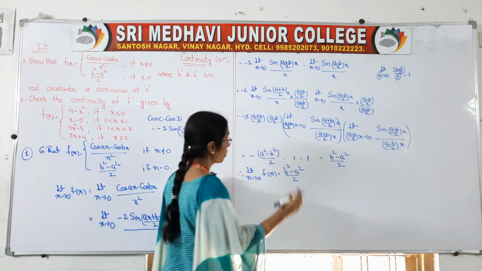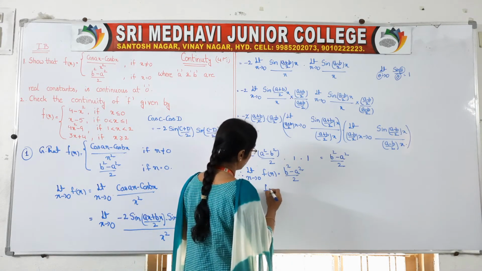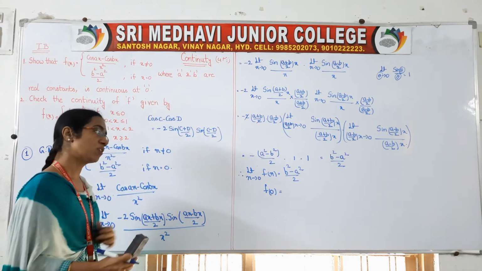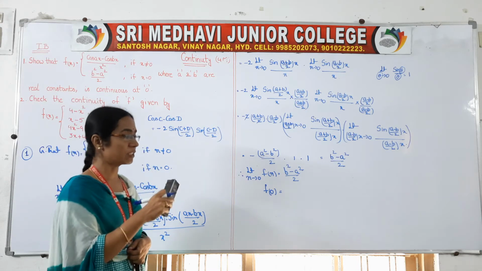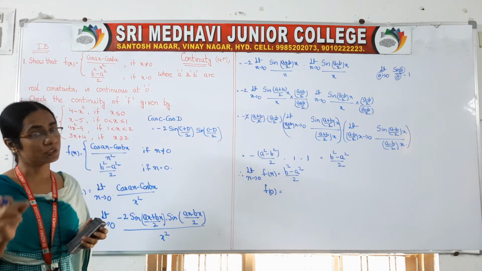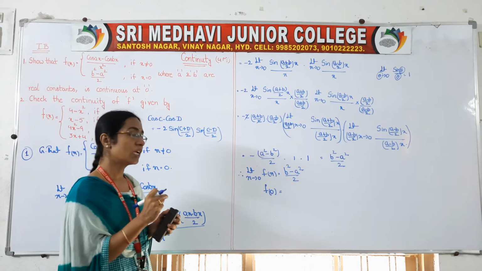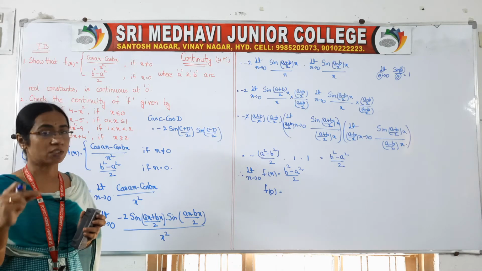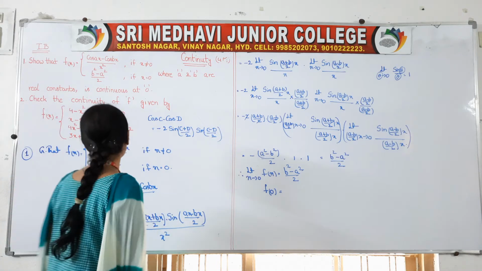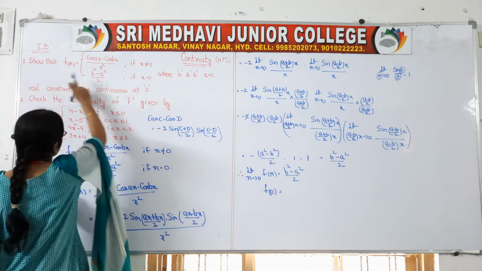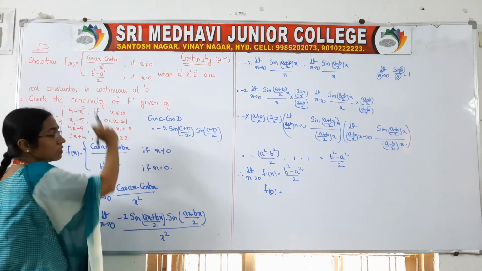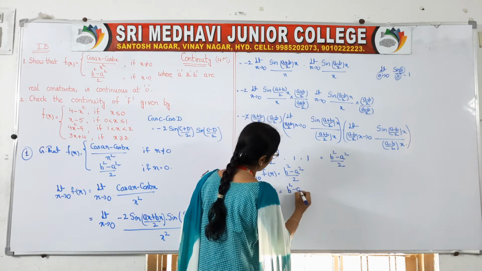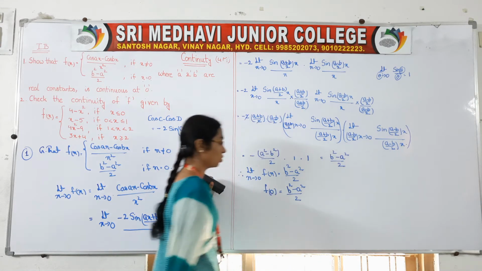Okay, so now you find out f of 0, right? So f of 0 is equal to, what is the meaning of f of 0? It is the value of f of x when x is equal to 0. So when x is equal to 0, f of x is defined as b square minus a square by 2. It is given in the question only, b square minus a square by 2.